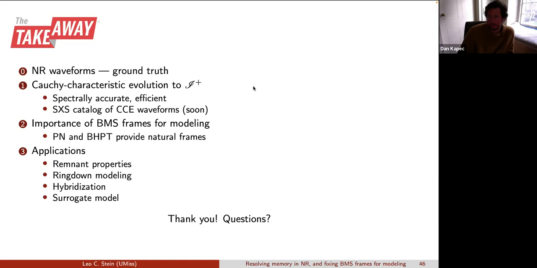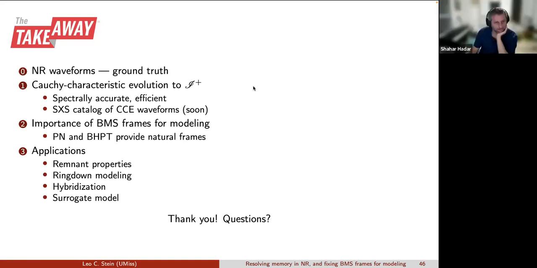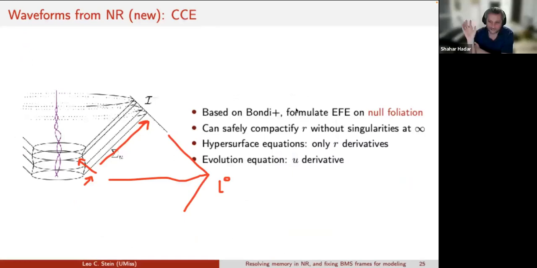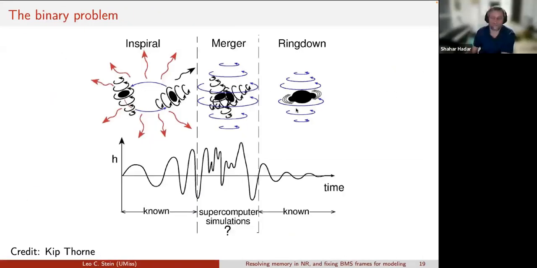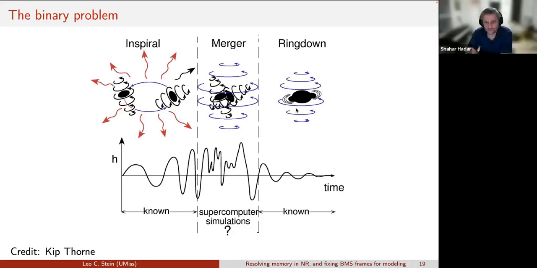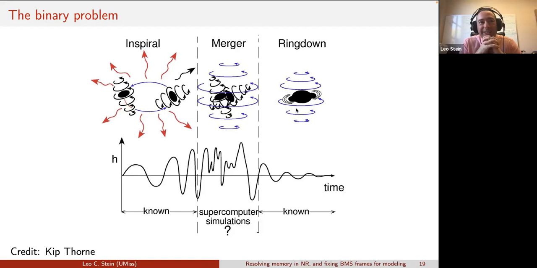So maybe, I don't know, it's a kind of a vague question, but about that regime in Kip's cartoon, the middle one that looks very frantic when he drew it, but it turns out to be much smoother. What's your intuition about why that happens, and is that related also to the fact that the extreme mass ratio goes more into the numerical relativity part more than you would guess? Yeah, I think the answer is probably yes, that these two are related.